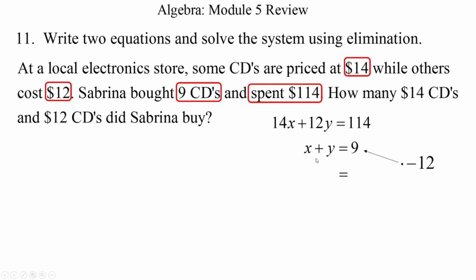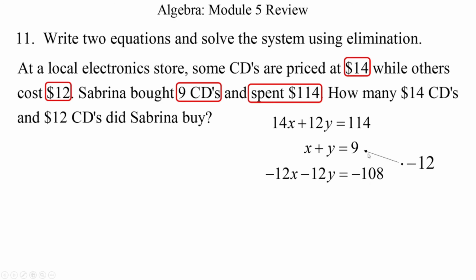So negative 12 times x will give me negative 12x's. And then negative 12 times y will give me minus 12y. And negative 12 times 9, well, a negative times a positive is negative. And let me see. 10 times 9 would be 90. And 2 times 9 would be 18. So is that negative 108? And if you're not sure, check on your calculator. All right. Now, my system is now, to me, 14x plus 12y equals 114. And then negative 12x minus 12y equals negative 108.